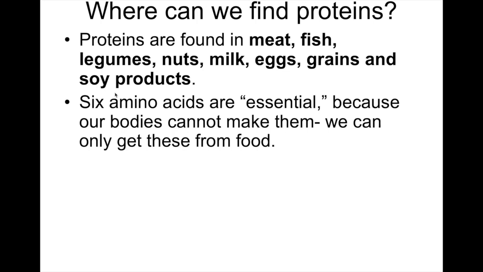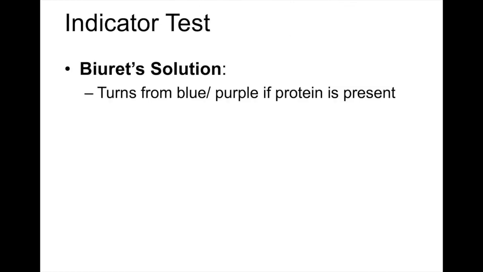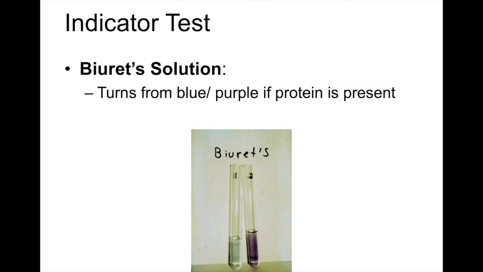We as humans cannot make 6 of the amino acids. We call those essential amino acids because our diet needs to produce them. And we get some of these essential amino acids from things like beans and rice and nuts and fish. We get proteins that our bodies cannot produce, and we need to get them from our food. Now, the Biuret solution is the way that we can tell if a solution contains protein. It will change blue or purple if the protein is there.